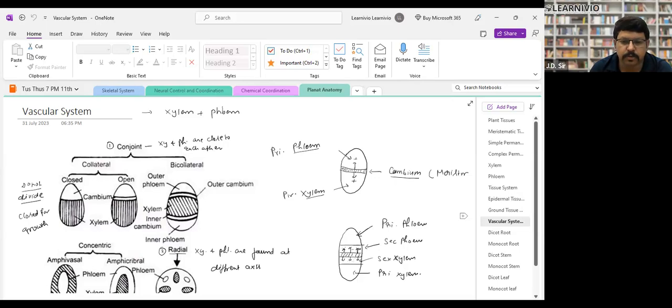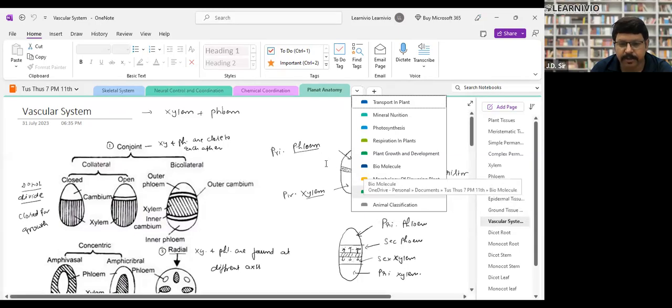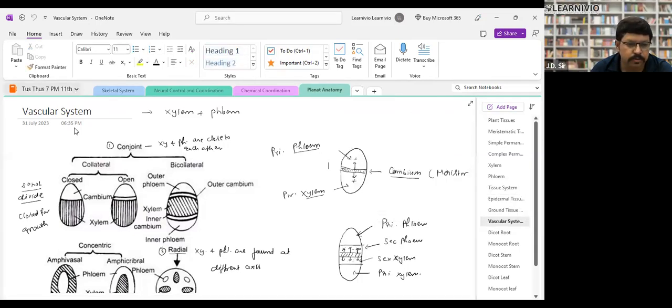So do the questions from this part, right? Go through some previous year question papers and let me know. Discuss with me if you encounter any difficulty. Then the next part is animal anatomy, right? Animal tissue part.